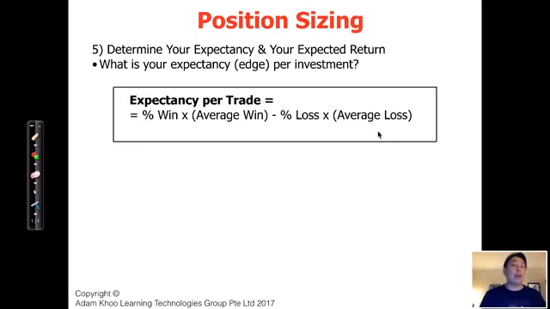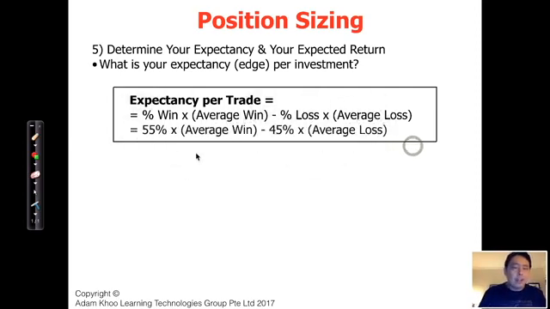Okay, so depending on your strategy. The strategy I use is called the impulse pullback and the impulse pin bar strategy. It's got a pretty good win rate of about 55 to 60% on average. Now, sometimes I can get a 70% win rate on certain months, but let's be conservative and just take a 55% win rate, okay? So based on this, you can expect to win 55% of the time and lose 45% of the time. So we have to plug in your average win and average loss.